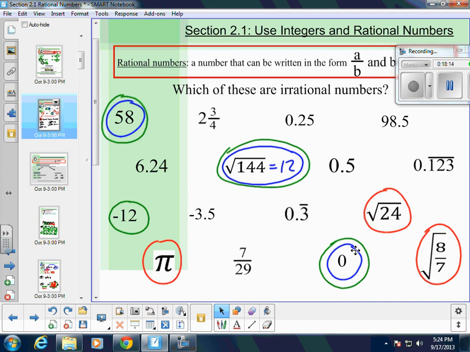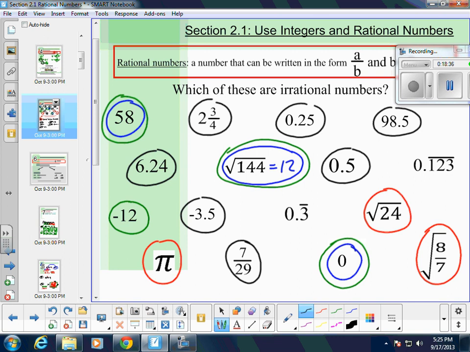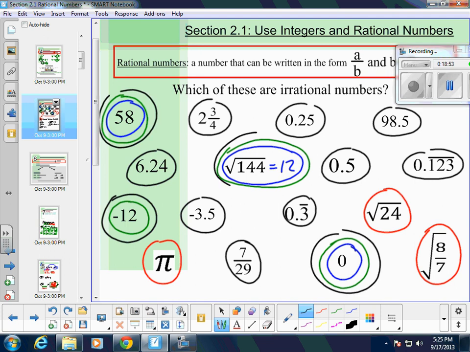Everything else up there must be some kind of rational number. Rational means you can write it as a fraction. So 7/29, yes, that's a fraction, so that must be rational. Any fraction has to be a rational number, and the same thing with mixed numbers, because we can change them into fractions. Then we talked about decimals that end. Those are rational numbers. So 0.25, 98.5, 0.5, those are all rational. And repeating decimals are rational as well. If students remember, we'll also circle these: negative 12 is an integer, but it falls under the rational category as well. So does 58. So does 0, and so does 12.